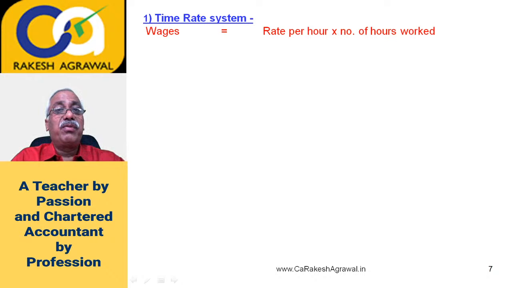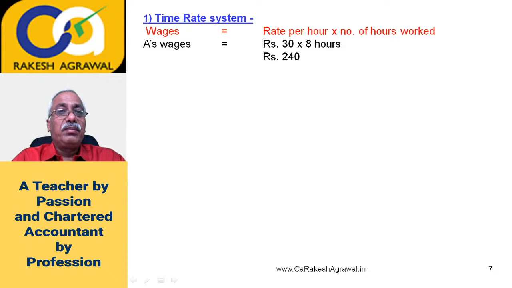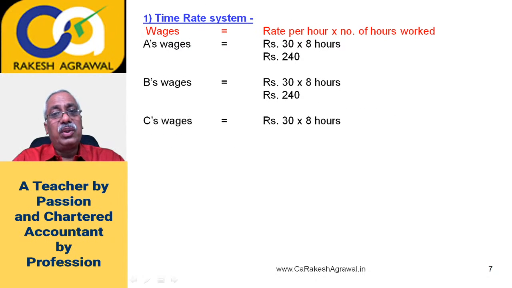Means if a worker works for 1 hour, he will get 30 rupees. So if he works for 8 hours, how much will he get? Naturally 8 hours into rupees 30. So A's wages will be rupees 30 per hour into 8 hours, that is rupees 240. B's wages also will be rupees 30 per hour. He has also worked for 8 hours. He will also get rupees 240. And C's wages, he has also worked for 8 hours at 30 per hour, he will also get rupees 240.